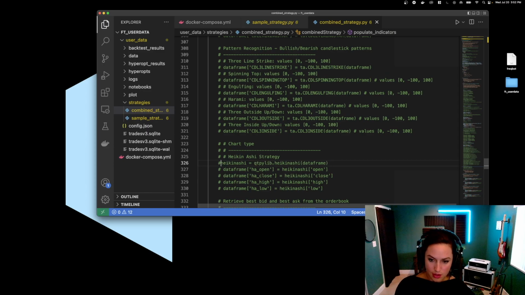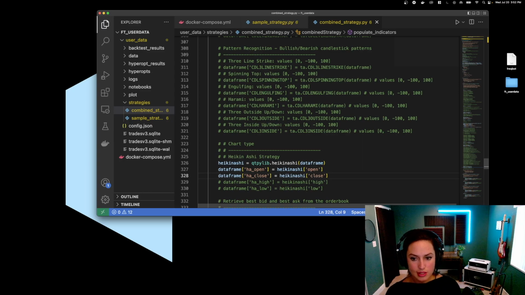So I need to uncomment the Heikin-Ashi candles that I would like to use, the data for the Heikin-Ashi candles that I would like to use. I would like to use the open and closing values of the candles. For this example, I'm not too concerned with the high and the low values of those candles. So these first 3 lines are what I uncommented.